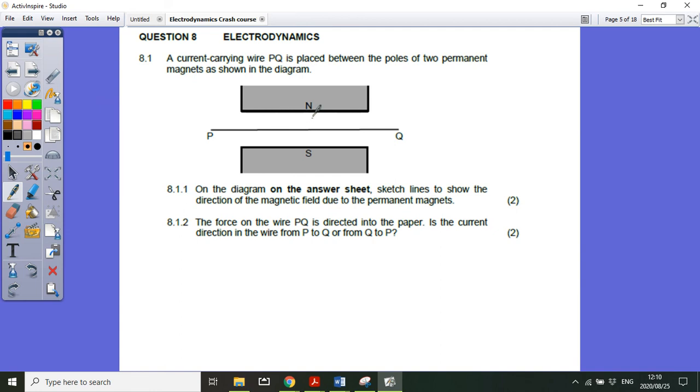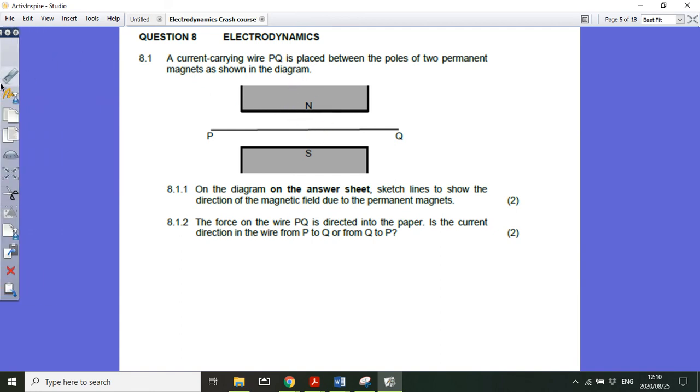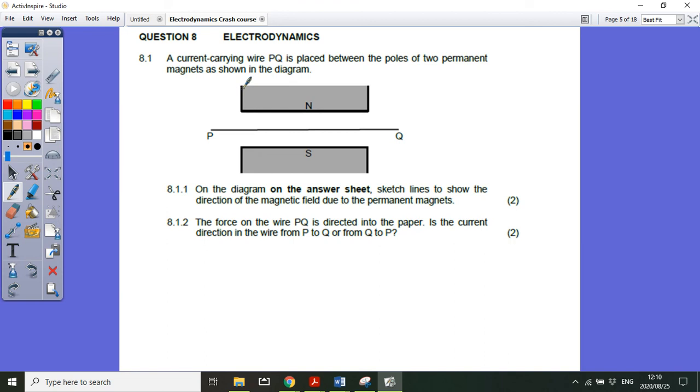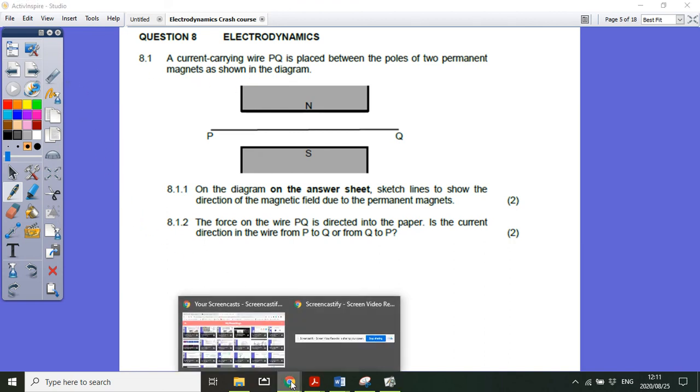Now we could look at a few past paper questions, but I have given you all this, so you can go and look at these questions and see if you can answer all these questions on motors.